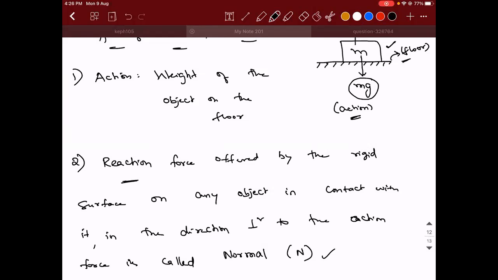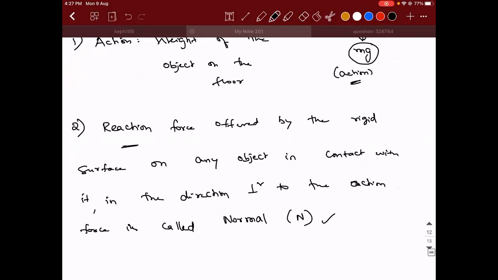But there are some technical names given to the different kinds of reaction forces offered by different surfaces. In this context, what I'm trying to say is, if you have a rigid object and there is an object in contact with that rigid object, and you exert a force on it, the rigid object will exert a reaction force on you, which is called normal. You call it normal because normal is a word derived from perpendicular. So it will be exactly perpendicular to the surface of contact. In this context alone, I'm calling it the normal force.